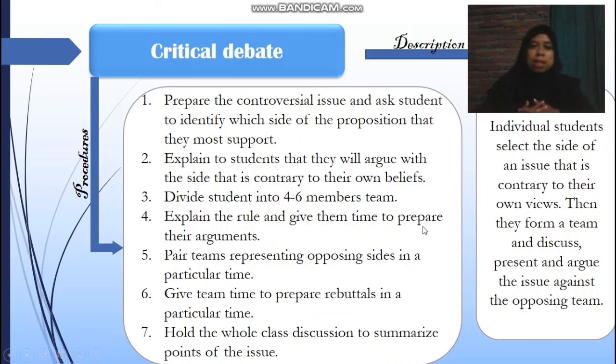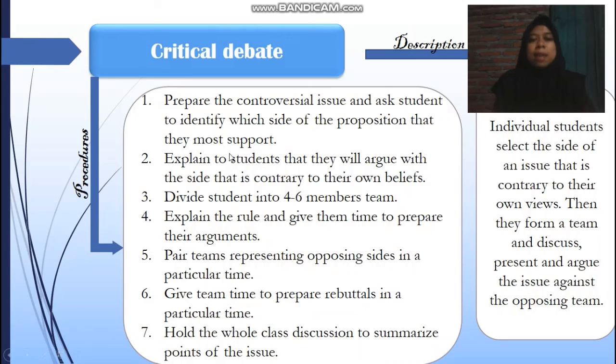I think critical debate is the most interesting technique in teaching because debate can increase the motivation of students to learn something and to promote critical thinking, and finally they can get a deeper understanding because they know more than one perspective. So the procedure of the critical debate technique is first, prepare the controversial issue and ask students to identify which side of the proposition they must support.